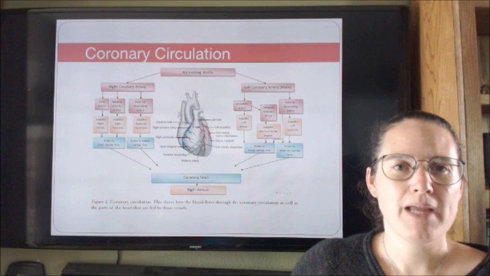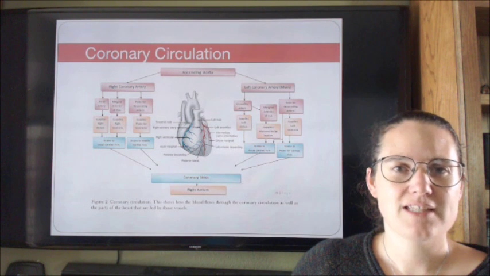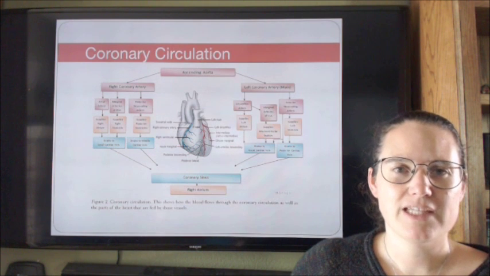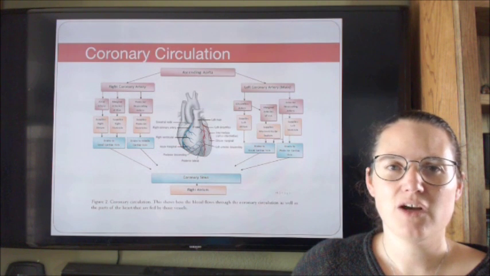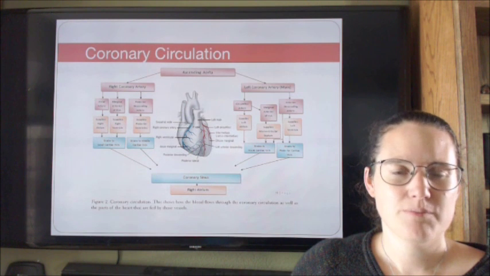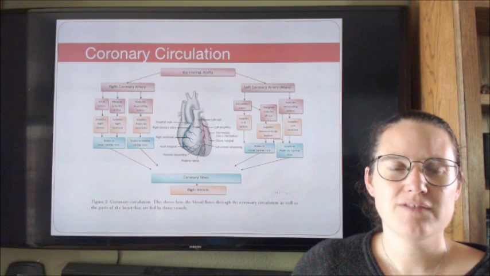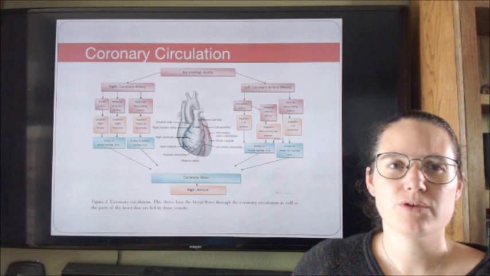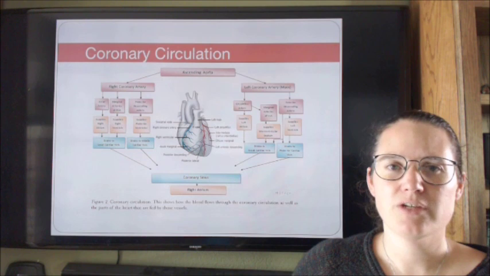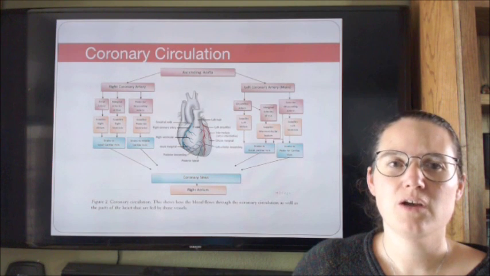There are a couple main blood vessels, such as the left main and right coronary artery. These different vessels provide different areas of the heart with blood. Once the blood is provided to the heart, it leaves the coronary circulation through the coronary sinus, where it is emptied back into the right atrium to repeat the process to be reoxygenated.